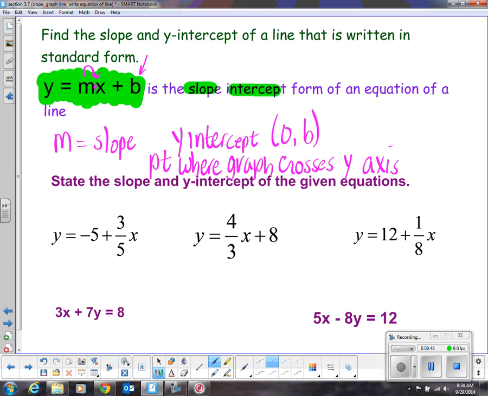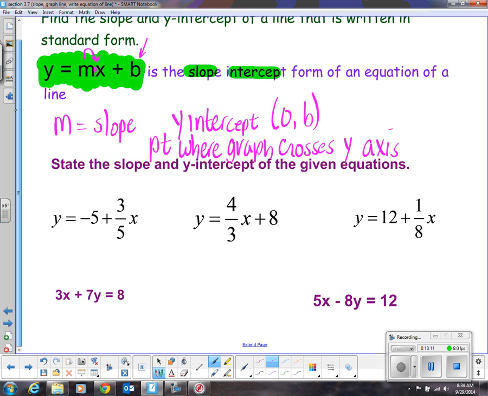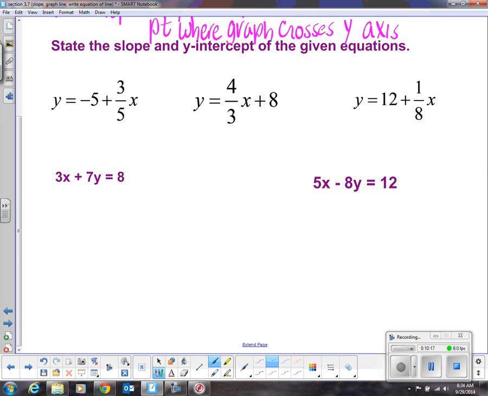Okay, yes, I could say line. But what I've done for you in these notes is I've made this take you into Algebra 2. If this were a parabola, it's where the parabola crosses the y-axis. If it were a cubic, it's where the cubic function crosses the y-axis. If it were a square root function, it would be where the square root function crosses the y-axis. So whatever graph it is crosses the y-axis. All right, so the first skill you need is to be able to look at an equation, give me the slope, and give me the y-intercept.